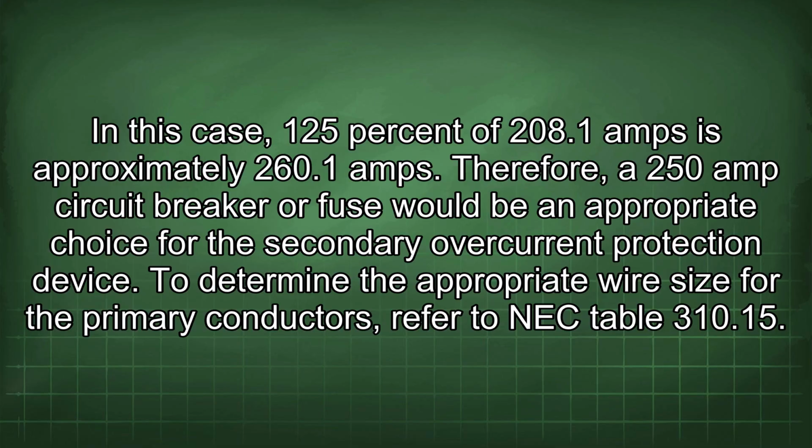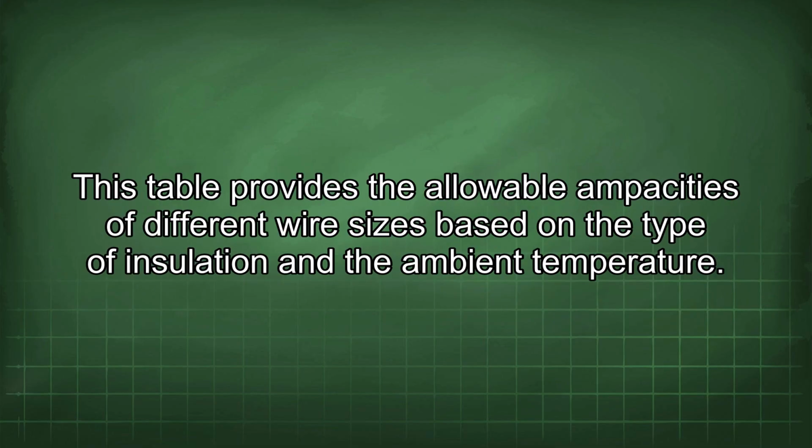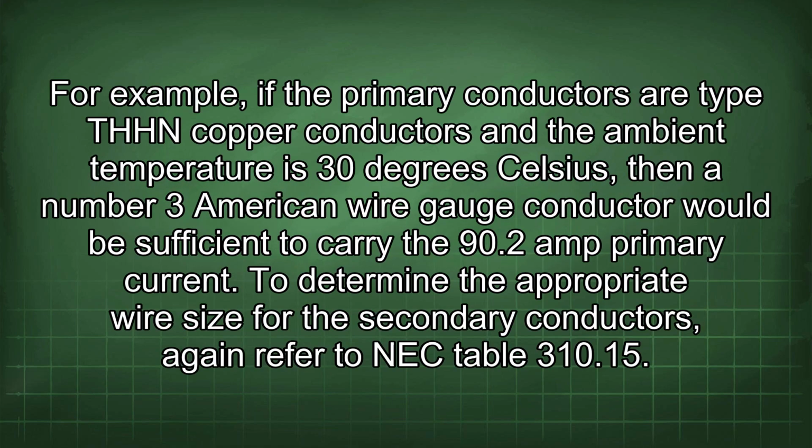Therefore, a 250 amp circuit breaker or fuse would be an appropriate choice for the secondary overcurrent protection device. To determine the appropriate wire size for the primary conductors, refer to NEC Table 310.15. This table provides the allowable ampacities of different wire sizes based on the type of insulation and the ambient temperature. For example, if the primary conductors are type THHN copper conductors and the ambient temperature is 30 degrees Celsius, then a number 3 American wire gauge conductor would be sufficient to carry the 90.2 amp primary current.